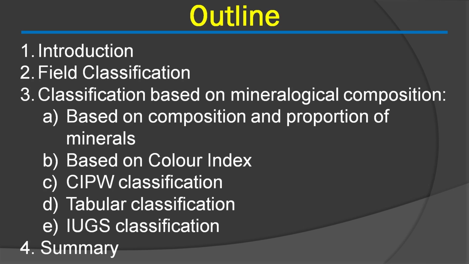This will be followed by a simplified classification which can be used in the field, which we call field classification. This will be followed by classification based on mineralogical composition, which is further subdivided into 5 types of classification. One that is based on composition and proportion of minerals. Then we have classification based on color index. Then we have CIPW classification, tabular classification, IUGS classification, and this will be followed by a summary.